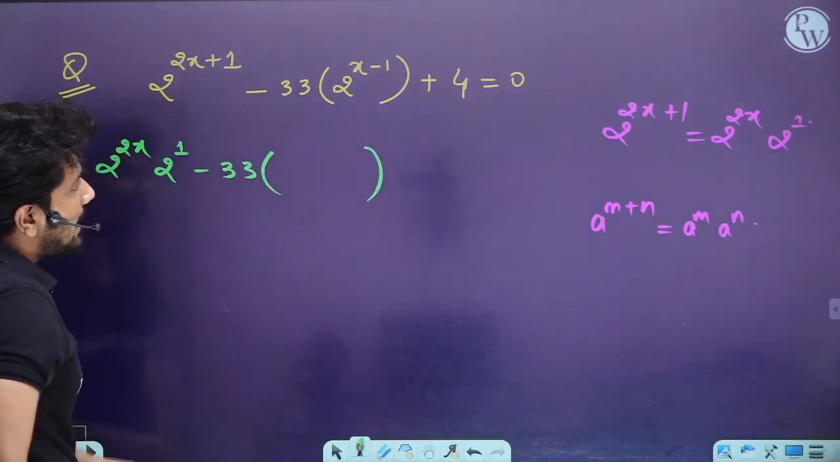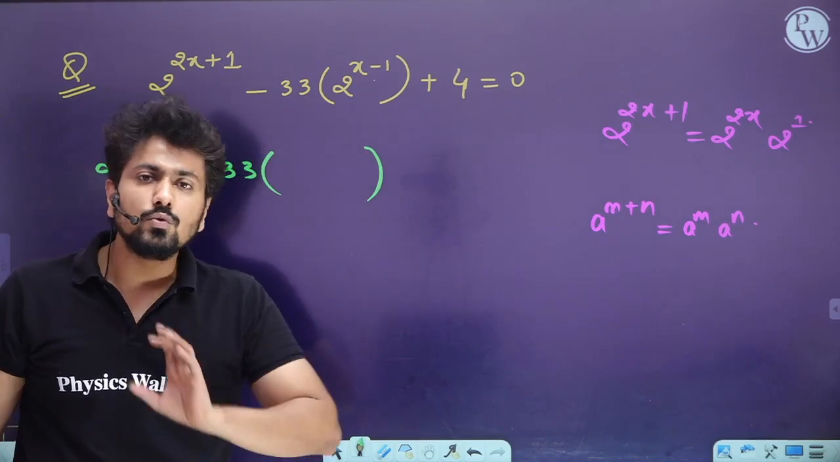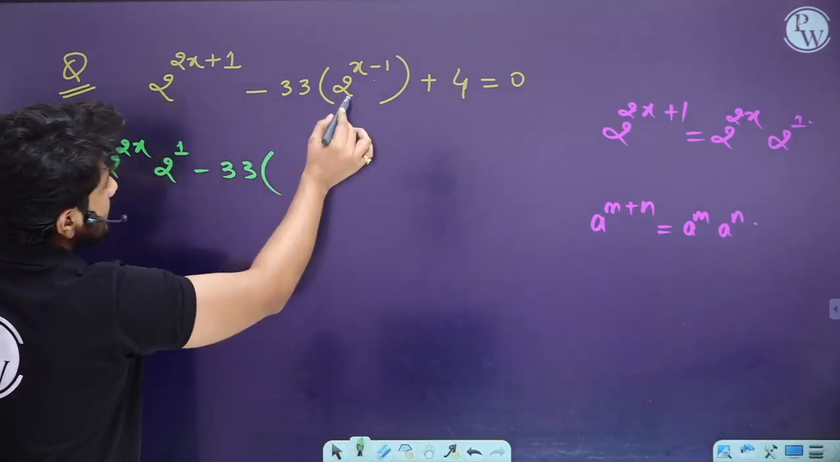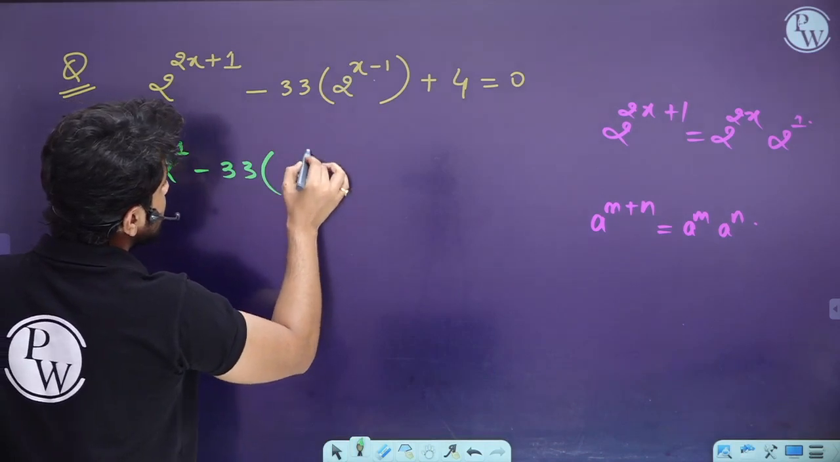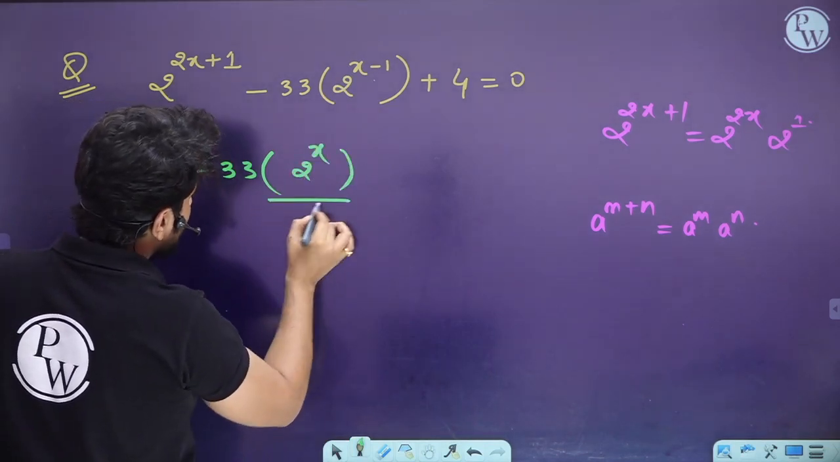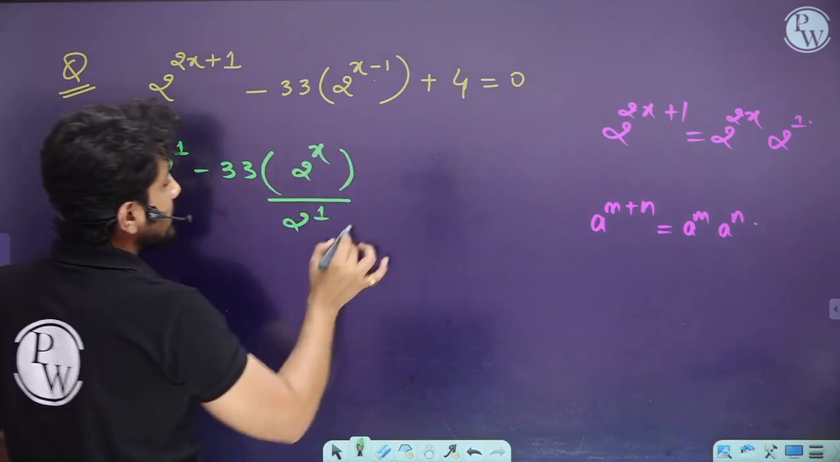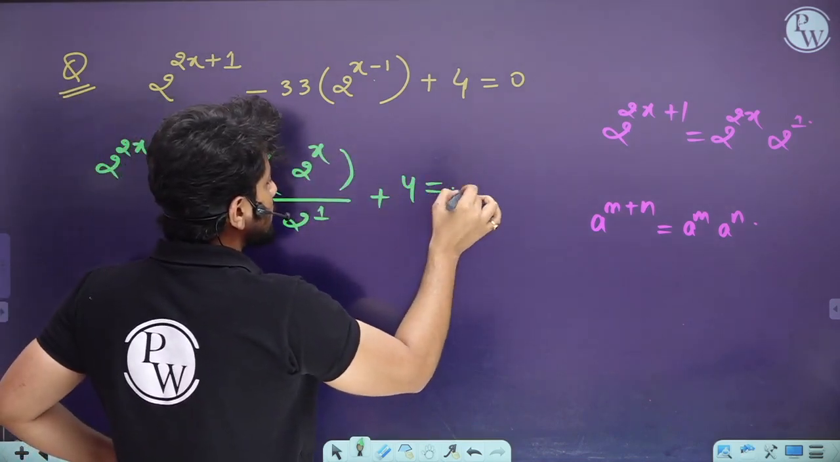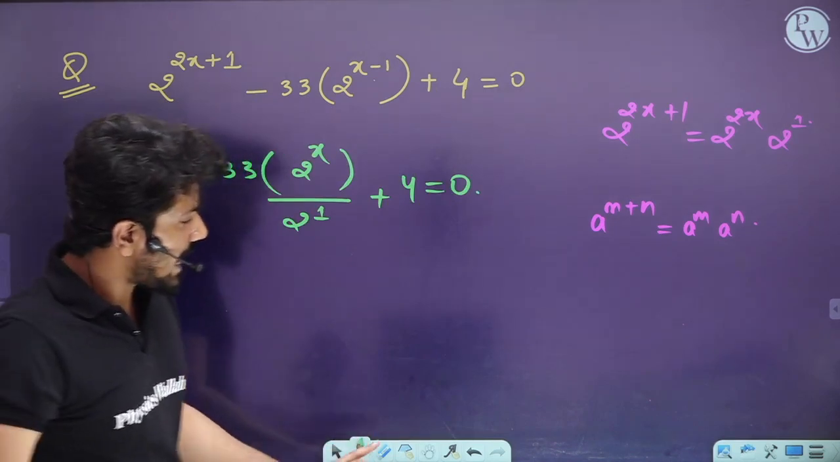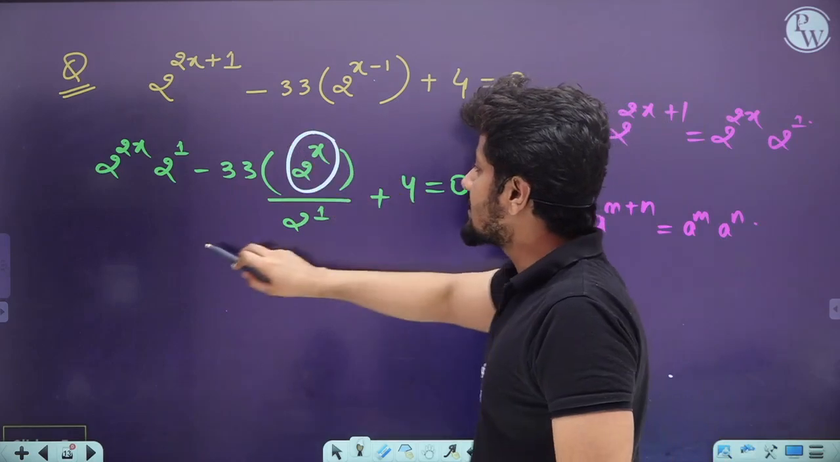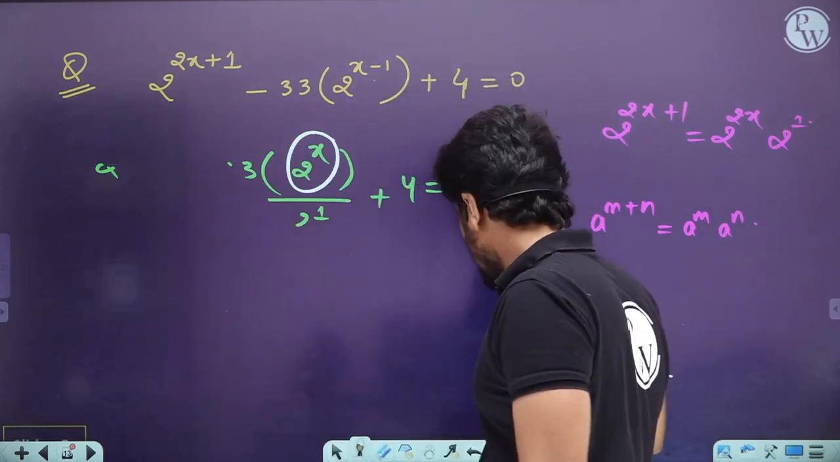In a similar way, how are you going to write 2 raised to the power x minus 1? I hope you understood that 2 raised to the power x minus 1 can be written as 2 raised to the power x upon 2 raised to the power 1, right? This will be basically 2 raised to the power x minus 1 plus 4 is equal to 0. Now this is the equation we have, okay? Here we have 2 raised to the power x, here we have 2 raised to the power 2x, right?